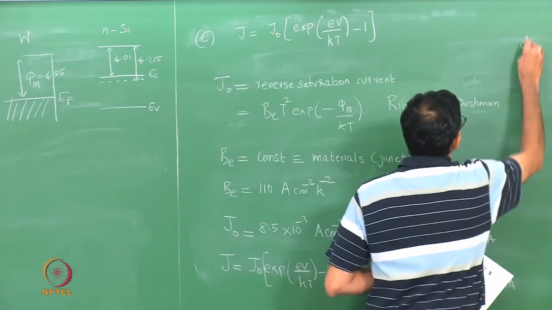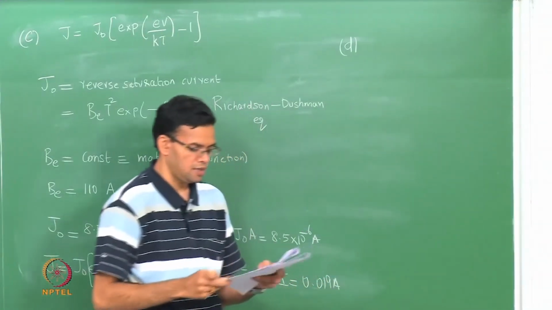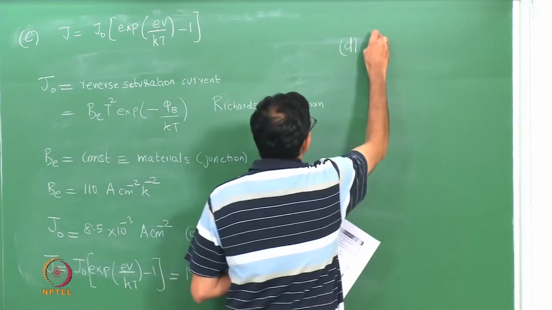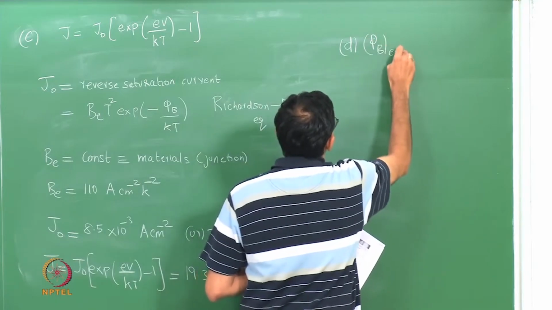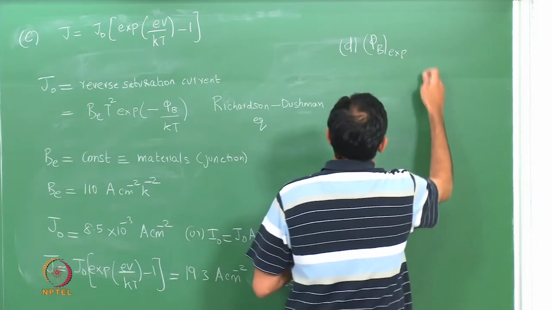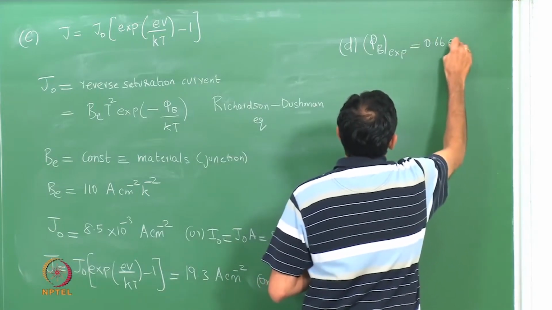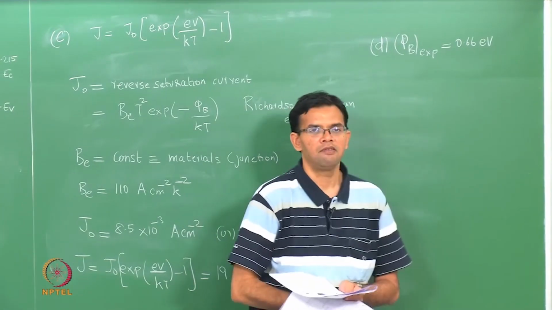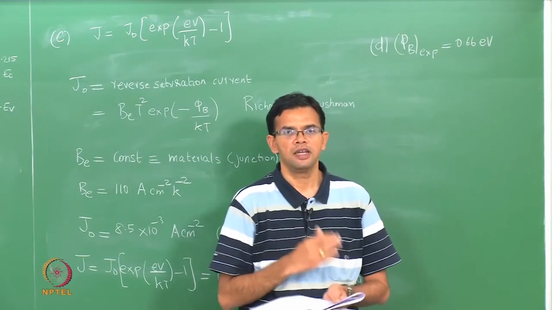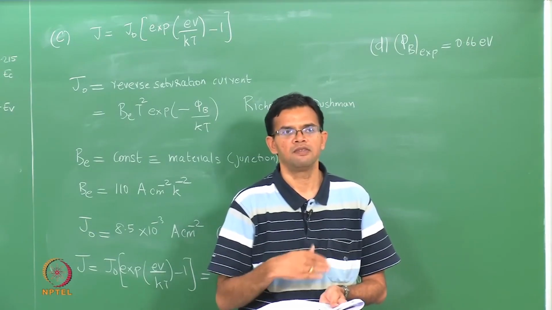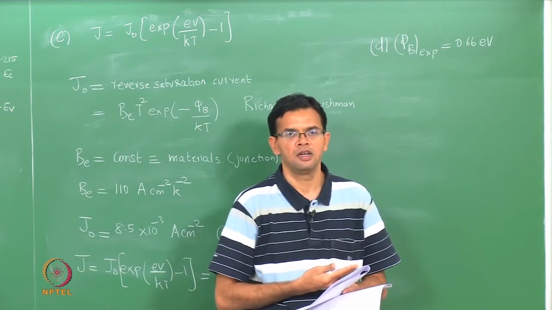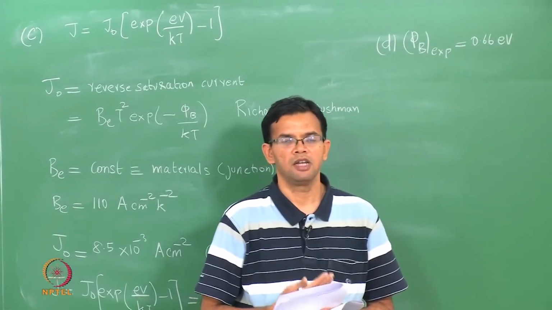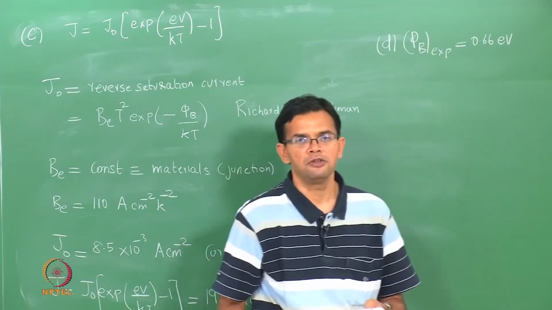In part D, the question says that the experimental Schottky barrier is actually higher. So, phi b experimental is 0.66 eV. So, it wants us to do the recalculation. So, this experimental value takes into account the fact that the interface is never perfect, that you always have some sort of defects at the interface. So, if you use this, we can use the same calculations that we just did, except that now we have to use the newer value of phi b.